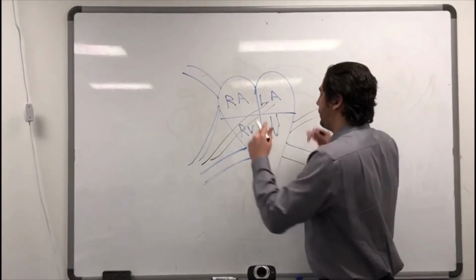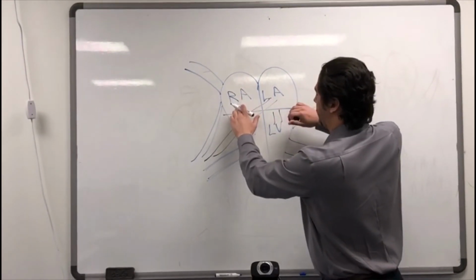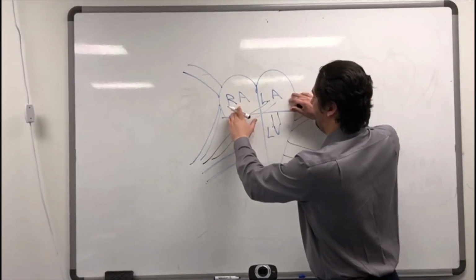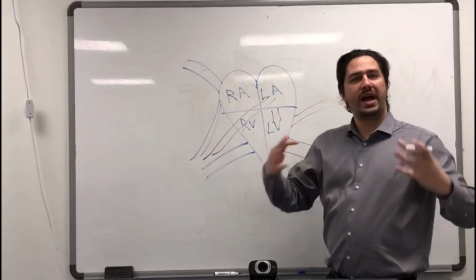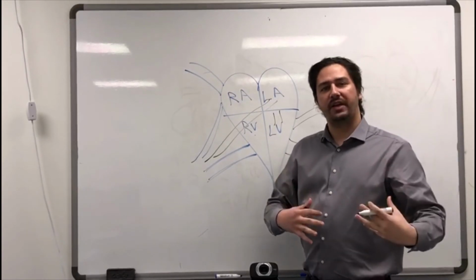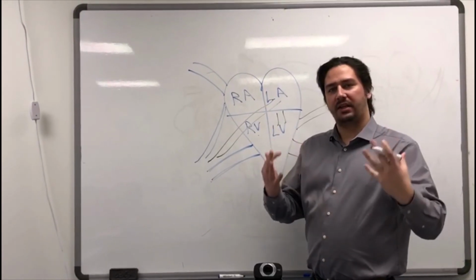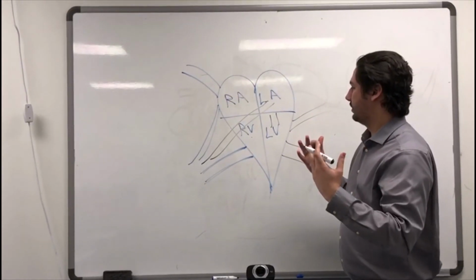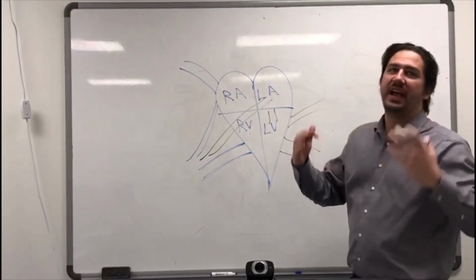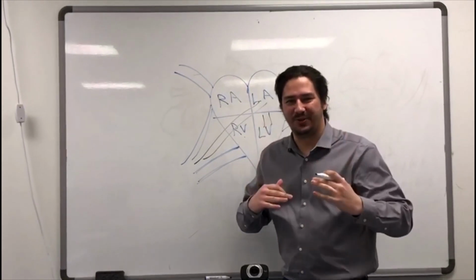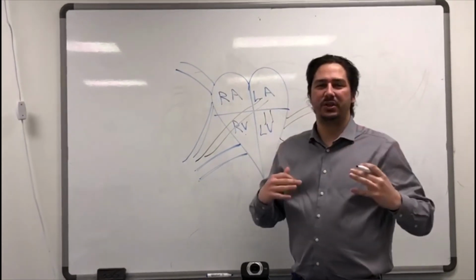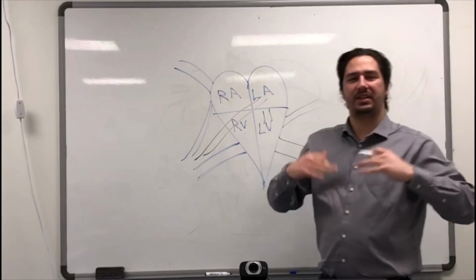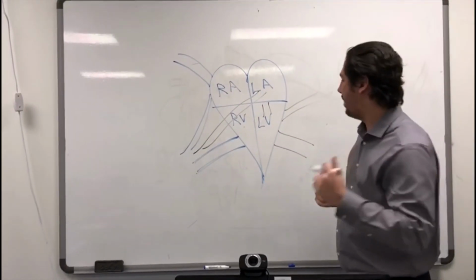So really, when the right atrium is receiving blood, the left atrium is receiving blood at the same time. Remember, when the atrium contracts, the ventricles relax. When the atrium contract, the ventricles relax. When the ventricles contract, atrium relax. So each one is sending blood to the other and pushing out.